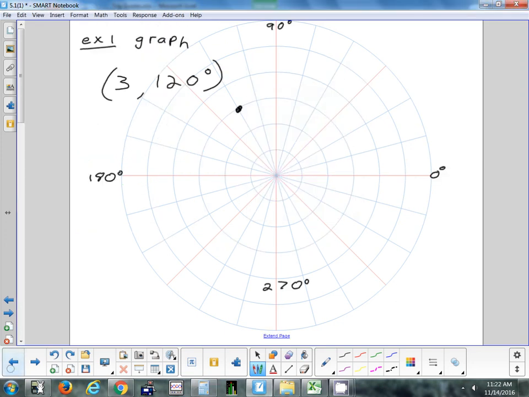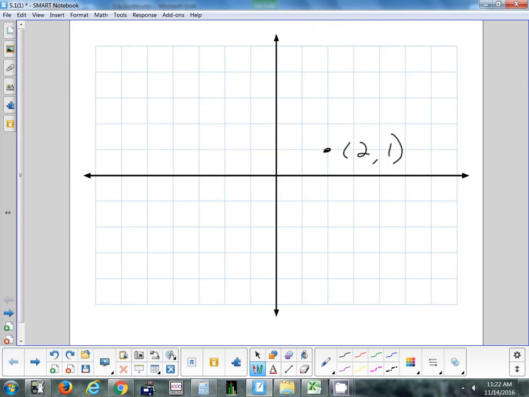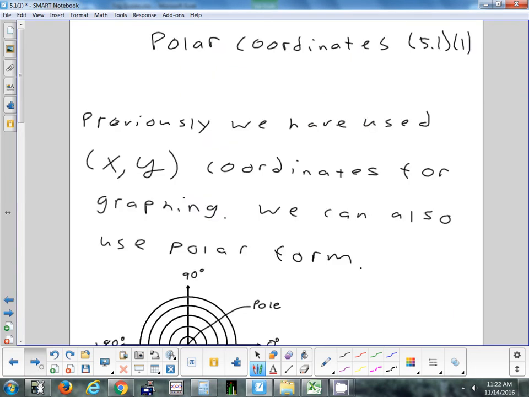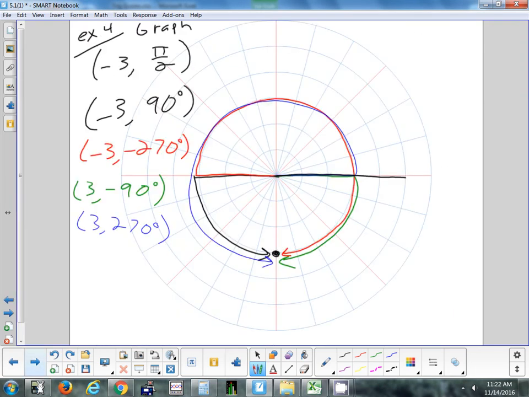Now, can you do that in Cartesian? Okay, I gave you one way to get to this point. Is there another coordinate to get to that same point? Okay, John? No. Okay, in Cartesian, there is only one way to get to every point. Okay, so polar, little different.